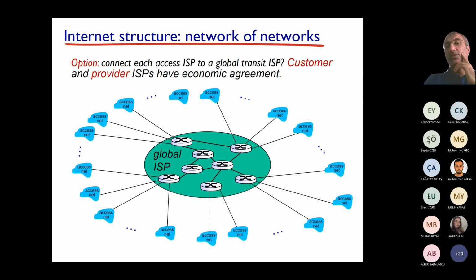Okay, another solution, which is more like layering, is to connect each access ISP to a global transit ISP. This is the second solution, which is more practical. Access networks are connected to the global ISPs. As you see, we have a global ISP, and each access network is gonna connect to it.